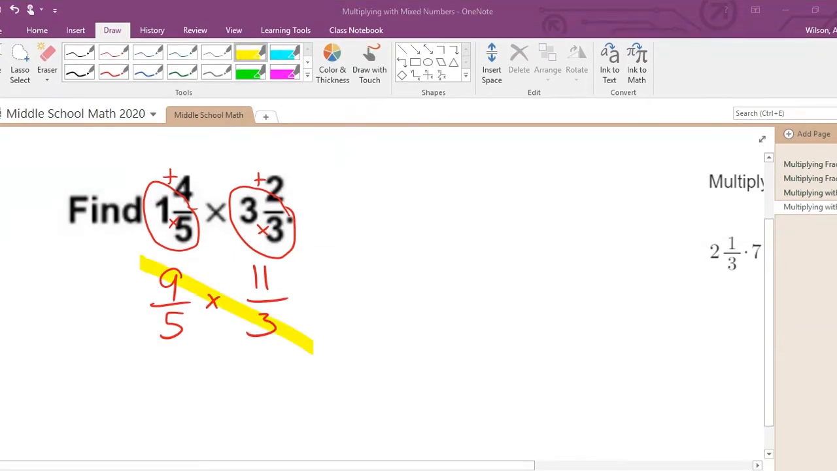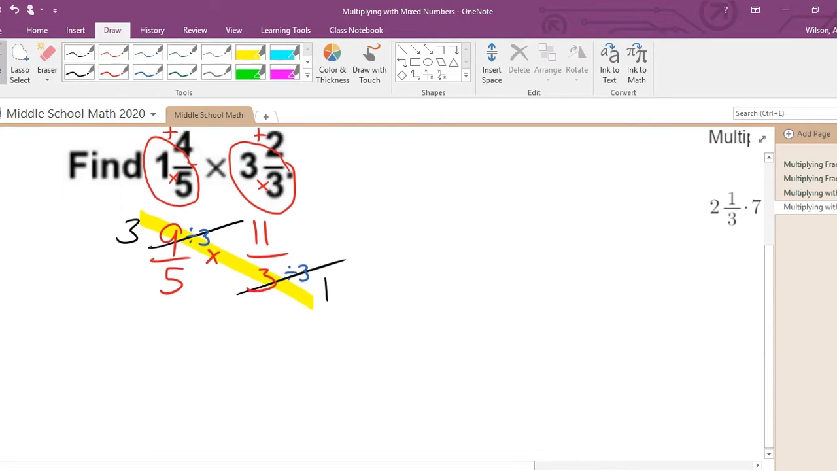I have spotted 9 and 3, and 9 and 3 have common factors of 3. So I'm going to divide both of these by 3, and 9 divided by 3 is 3, and 3 divided by 3 is 1. The reason why that works is you're looking at 9/3. Well, 9/3 is 3 over 1, otherwise known as 3.